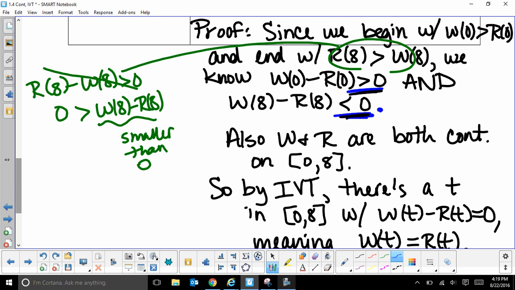Again, these top two pieces are like the if part, and this bottom piece is like the then. But I'm not saying if, because if leaves it up in the air. Like if this happens, then this happens. Well, I'm going to confirm that yes, the first part happened. So then I can guarantee by IVT that the second part has happened.